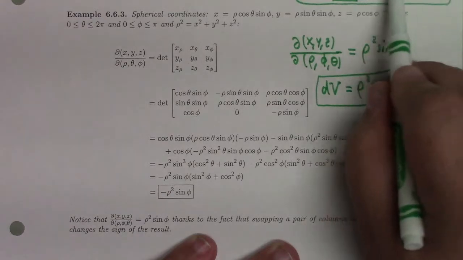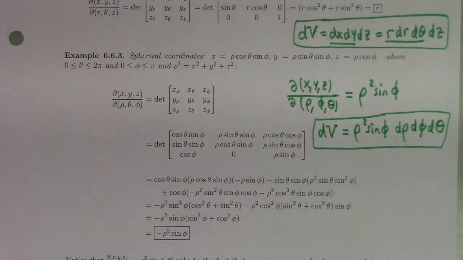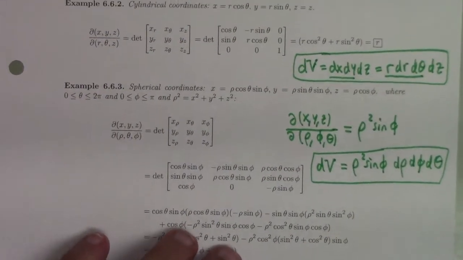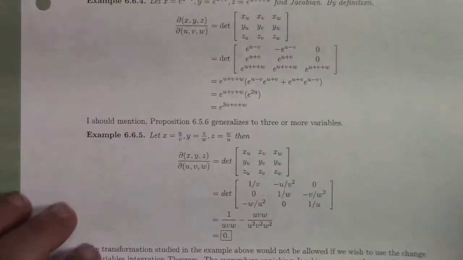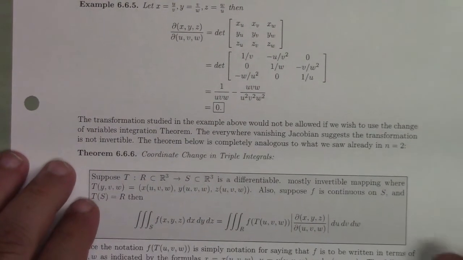Here's the volume element in cylindrical coordinates. All right, and here's another example: Jacobian 3 by 3, and another. All right, great.